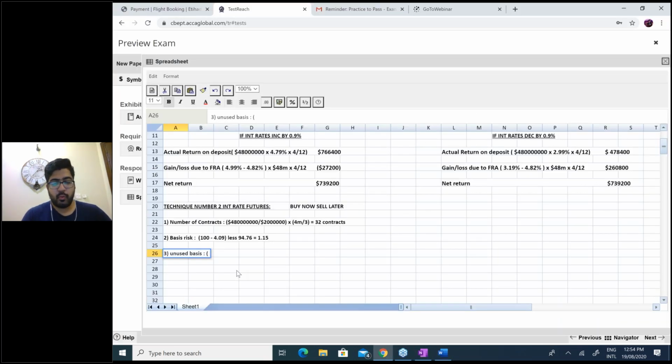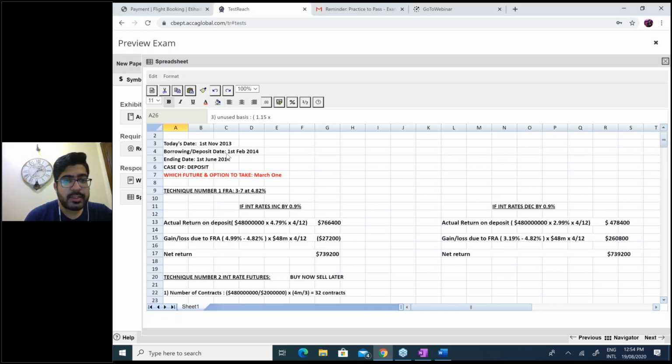So basis risk 1.15, just calculated, into extra months over total months. What are these extra months? Pay attention, please. You needed to borrow or deposit on 1st Feb, so you wanted a futures contract of 1st Feb. There is no possibility. You only get December, March, June, and September 30th.